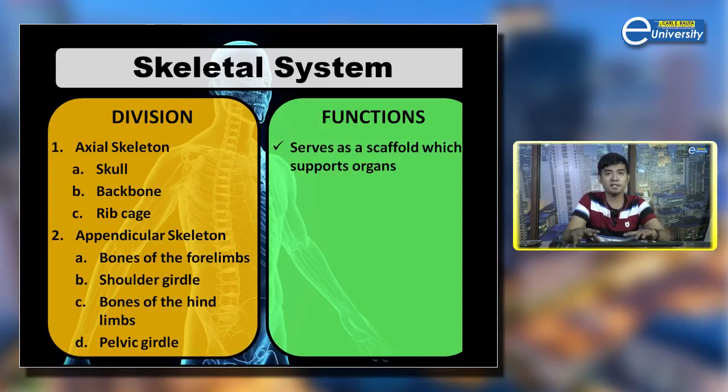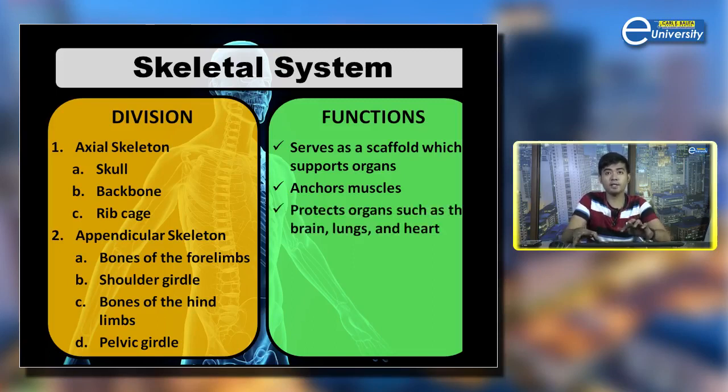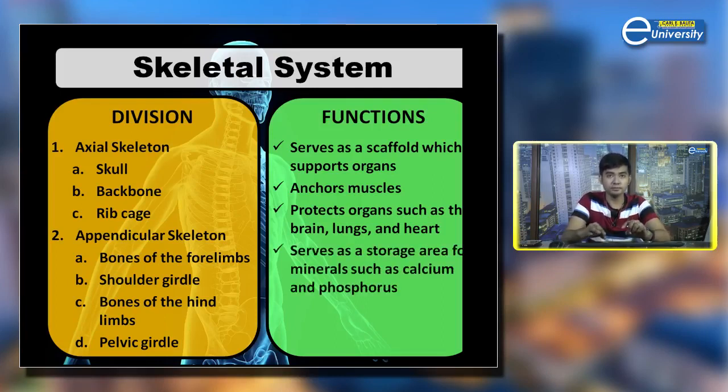What are the functions of the skeletal system? Number one, it serves as a scaffold which supports organs. It anchors muscle, so together with muscle, the bones allow our body to move. It protects organs such as the brain, lungs, and heart. That is the main function of the skeletal system, to protect vital organs. The brain is protected by the skull, and the lungs, together with the heart, are protected by the rib cage.